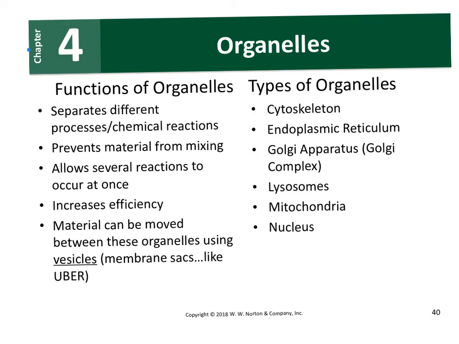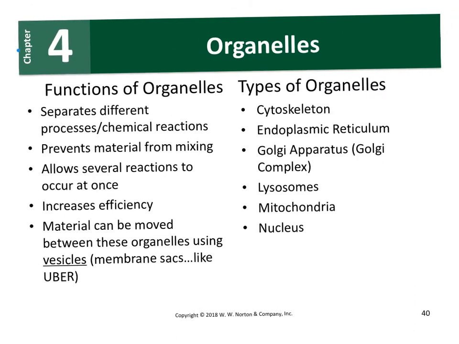So it separates different processes and chemical reactions into various organelles, okay? It prevents material from mixing, so you can have reactions happening perhaps more efficiently, and it allows several reactions to happen at once. So for example, while the cell is starting the process of making a protein by reading the DNA and turning it into RNA and then turning it into protein in the cytoplasm, the mitochondria are busy making ATP.